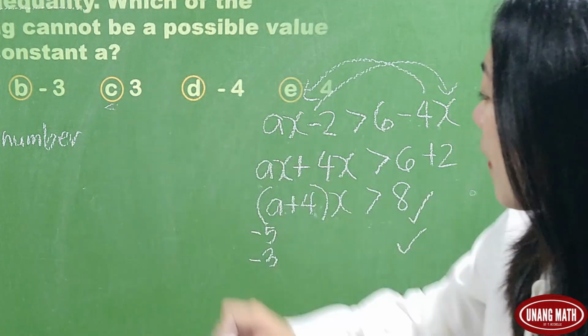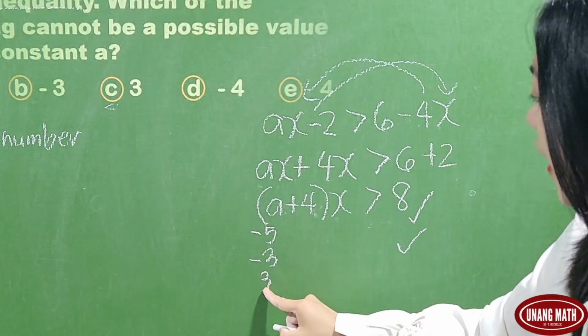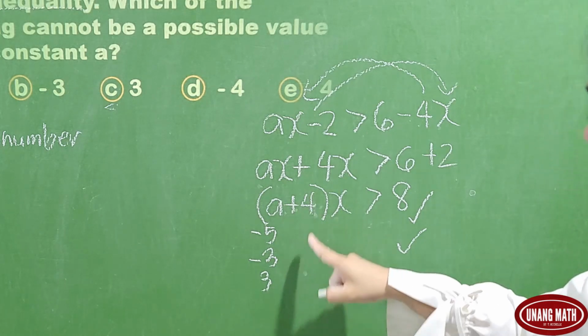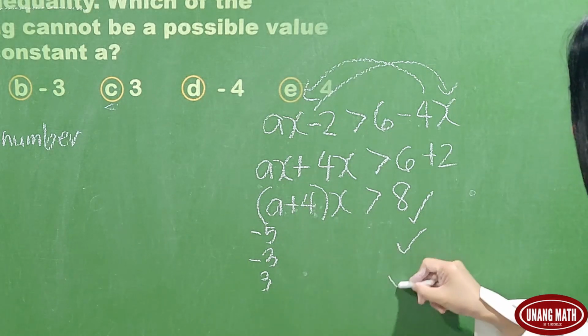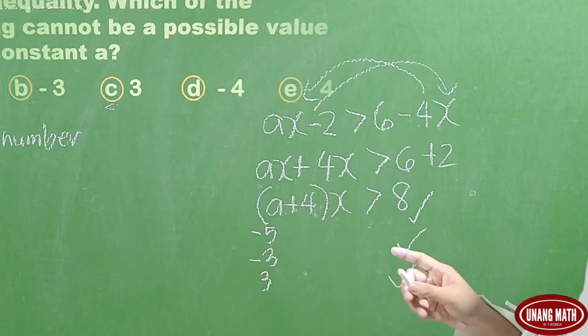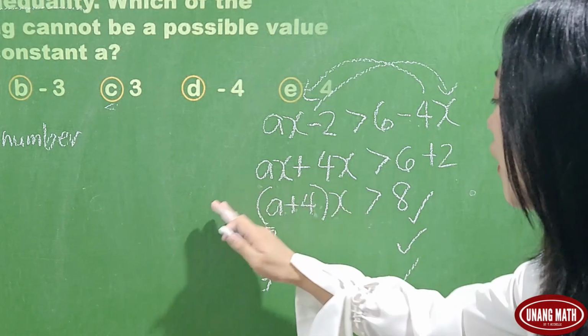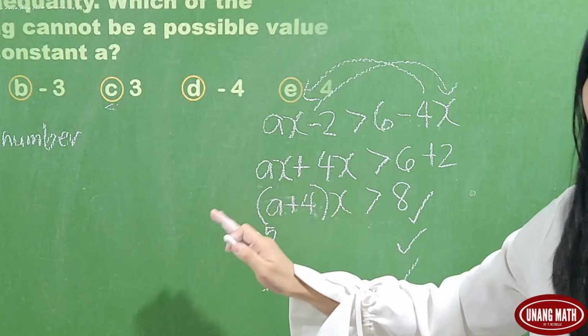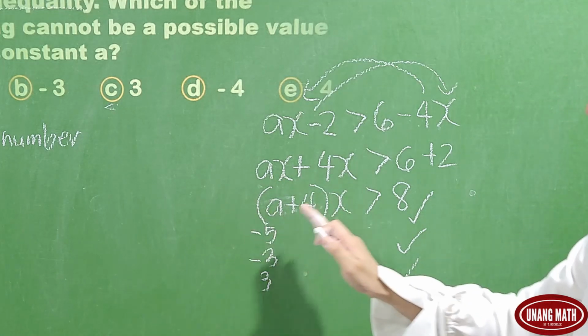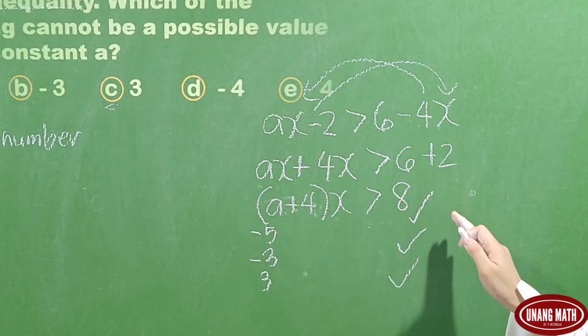If a is positive 3, so 3 plus 4 is 7. So 7x is greater than 8. Also a linear inequality, because take note, there's a linear expression on the left side of our inequality.